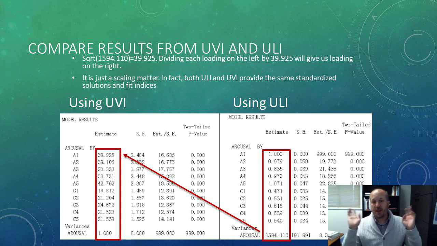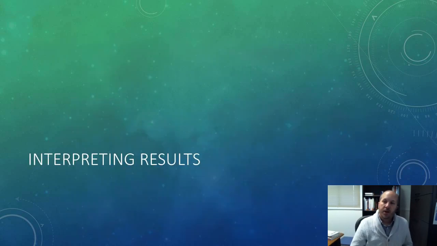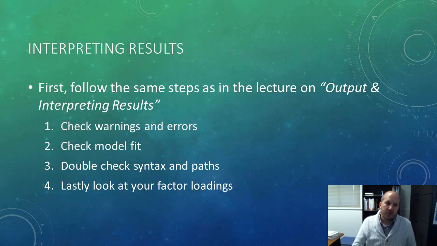Or you may say, fine, reviewer, we'll do ULI, and you have the syntax to know how to do that. So now, interpreting results: how to interpret the results of a CFA. First, make sure you follow the same process I talked about in the last lecture on output and interpreting results. Check your warnings and errors, check your model fit, double check your syntax and your paths, and then look at the factor loadings.